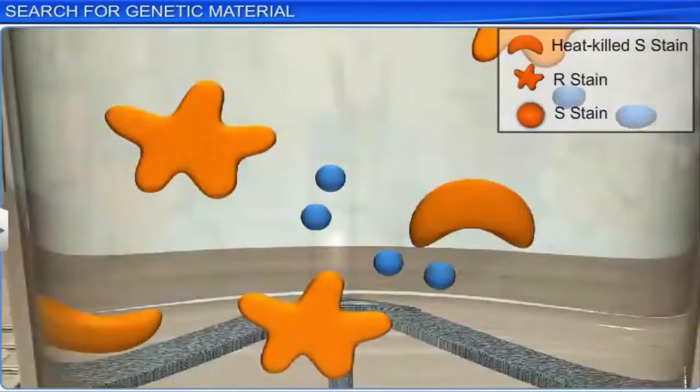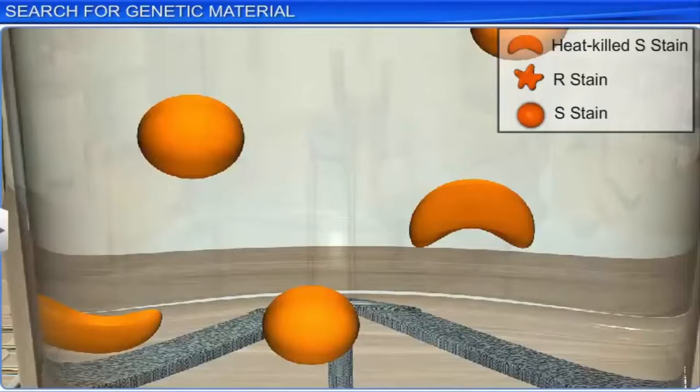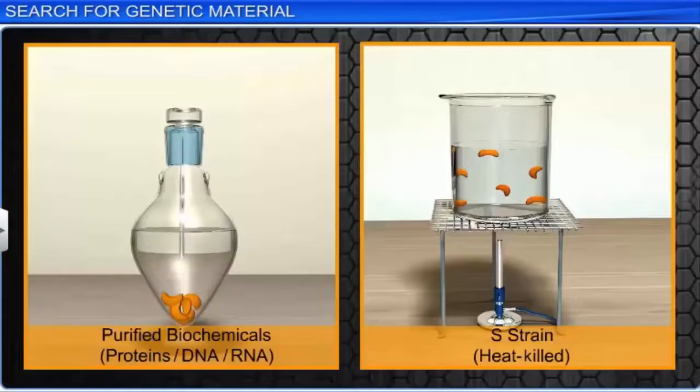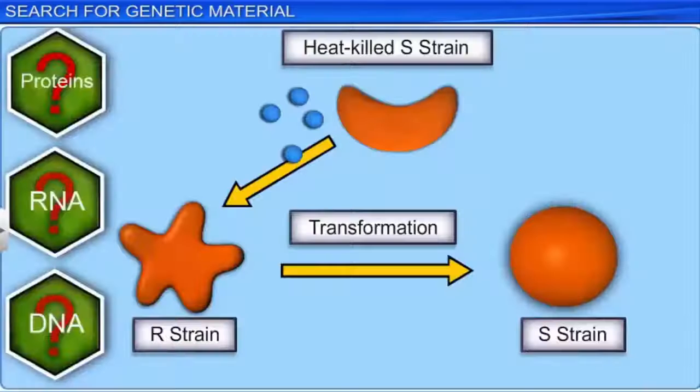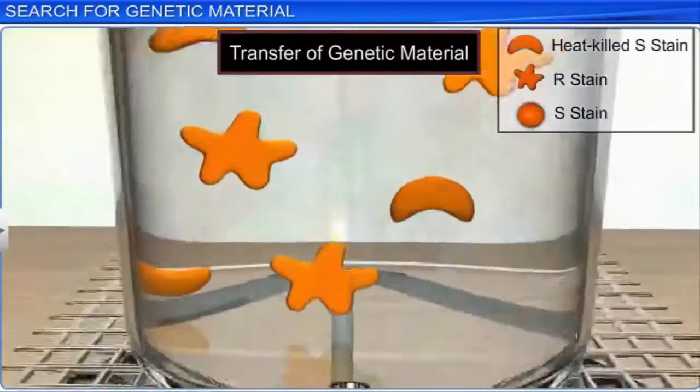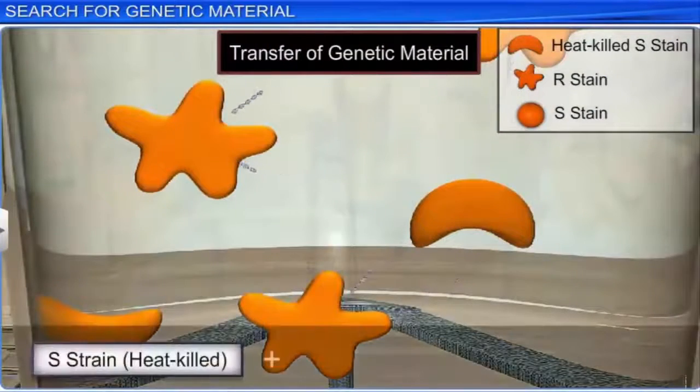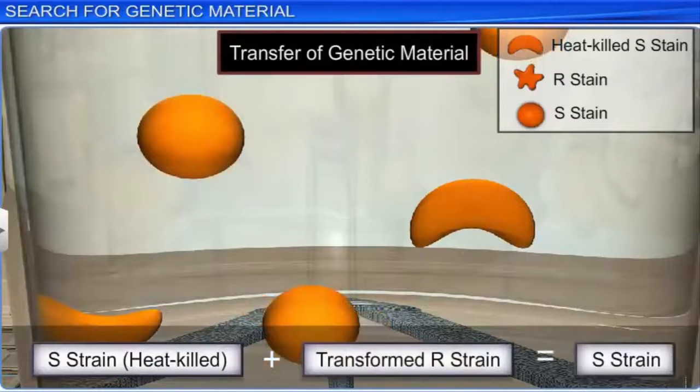At that time, they tried to identify the biochemical nature of the transforming principle in Frederick's experiment. For this, the scientists first purified biochemicals such as proteins, DNA, and RNA or ribonucleic acid from the heat-killed S strain bacteria. They did so to identify the biochemical responsible for transforming the live R strain into S strain bacterial cells. Through their experiments, they discovered that it was the DNA from the S strain bacteria that had transformed the R strain bacteria.